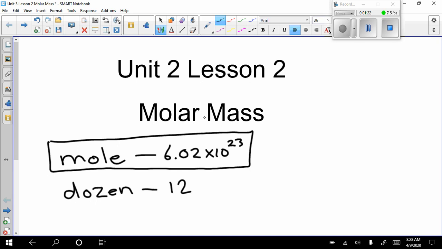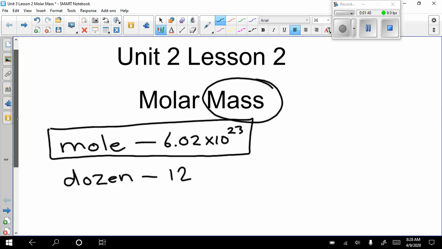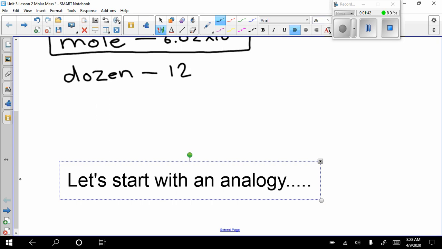Well, now we're going to start dealing with the subject of mass, because oftentimes you're given the masses of things, and we'd like to know how mass and moles are related. So that's what today's lesson is about: how are mass and moles related. Well, I want to start off with an analogy. If you don't want to take notes on this, you don't have to. You can just listen along. And hopefully this analogy will help us when we return to the concept of chemistry.